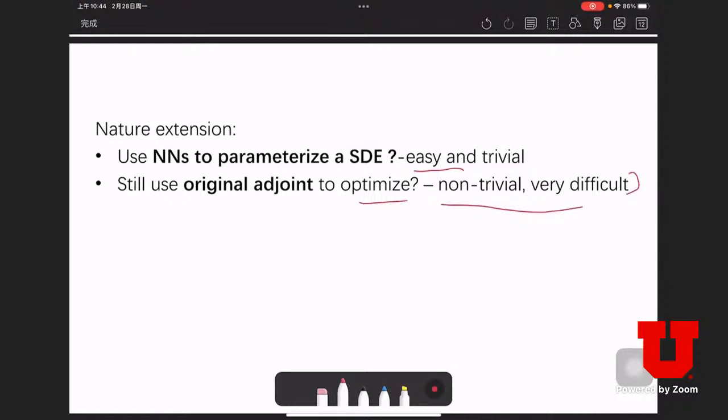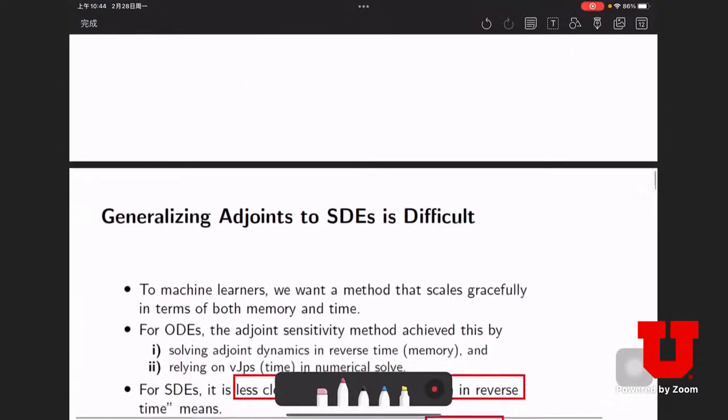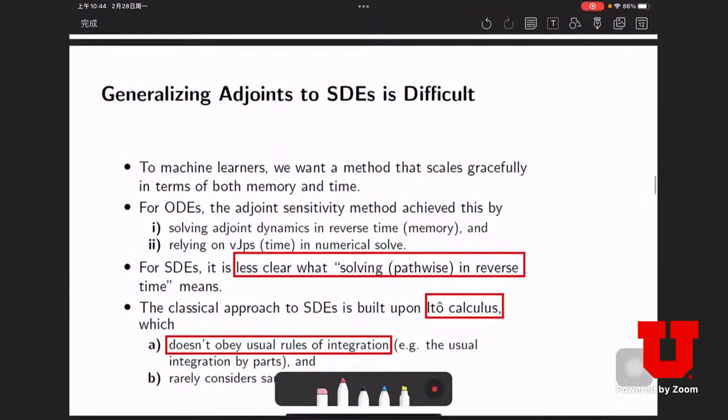And this part, I think, is the key contribution of these papers, because the first point is very easy to work out, and actually lots of people have followed it to build this neural SDE. The difficult part is how to optimize this neural SDE. So here he gives some reasons why generalization of the adjoint method to SDE is very different.